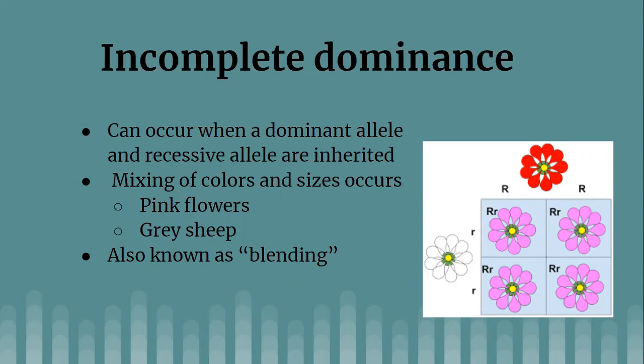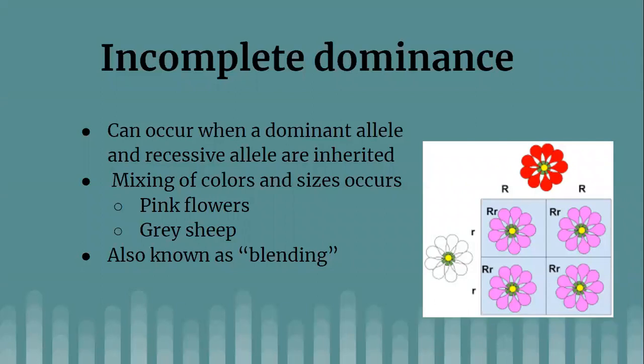This is one thing that can happen, not necessarily in humans all the time, but it does happen in plants very often. Incomplete dominance is when sometimes an intermediate form of the dominant trait appears. This means that a mixing of colors or sizes occurs. Incomplete dominance may occur when a dominant allele and a recessive allele are inherited. The offspring will have a mixture of these two.